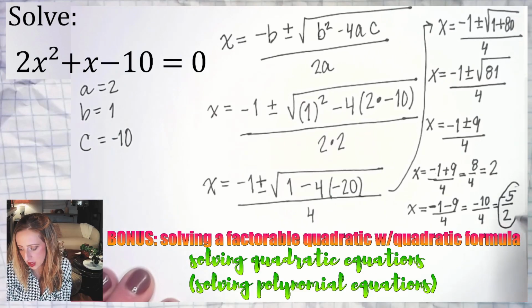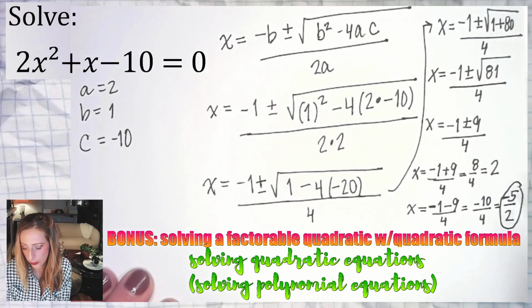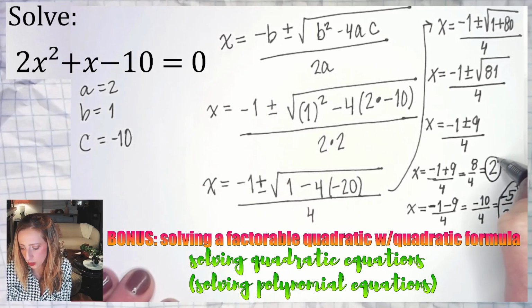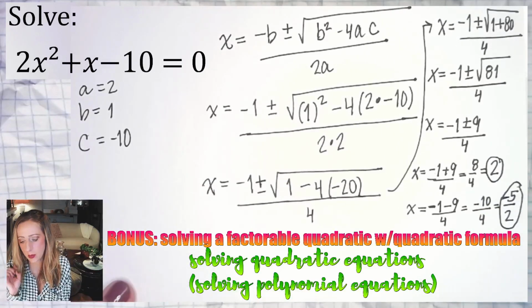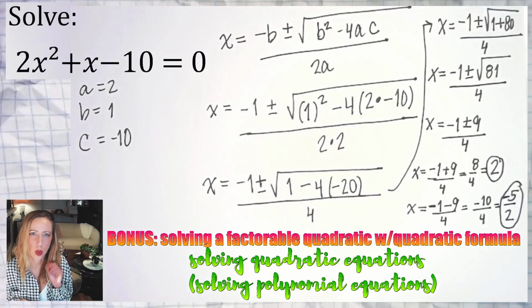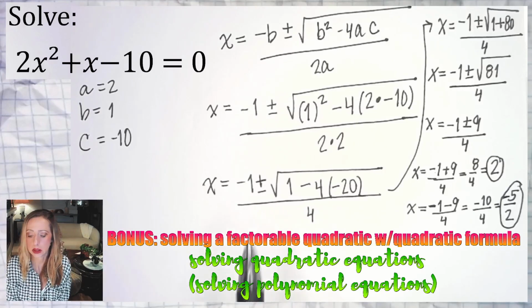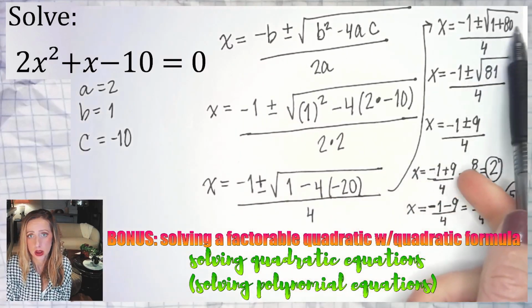So if you see, using the quadratic formula, we got the answers negative 5 over 2, and positive 2, which are the same answers we got in the previous video when we solved by factoring. It's just a little awkward finishing up that quadratic formula, simplifying, and you've got to get it right.